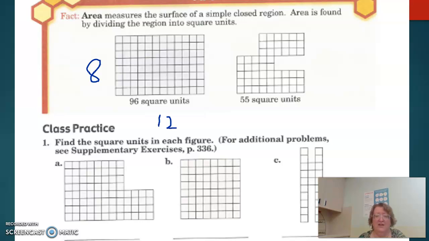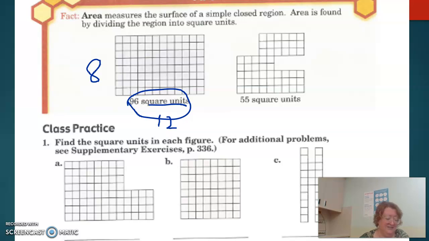Now let's remember the area of a square, a closed simple region, let's go with closed simple region, is length times width. So class, what is 12 times 8? And the answer would be 96 square units.